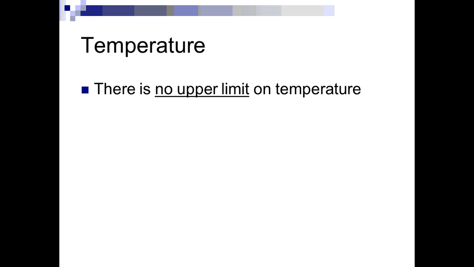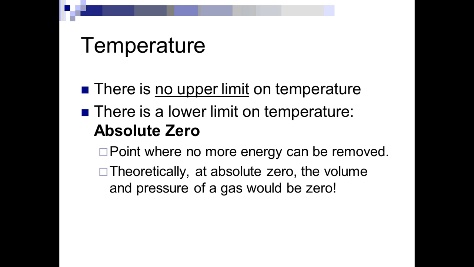In terms of temperature, as far as we know, there's no upper limit on temperature. You can go as hot as you possibly can, and there is still no upper limit. Now, there is a lower limit on temperature, and that's what we call absolute zero. So you may want to star this too.